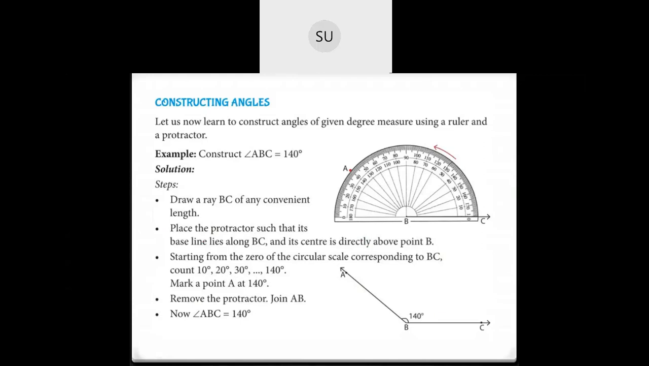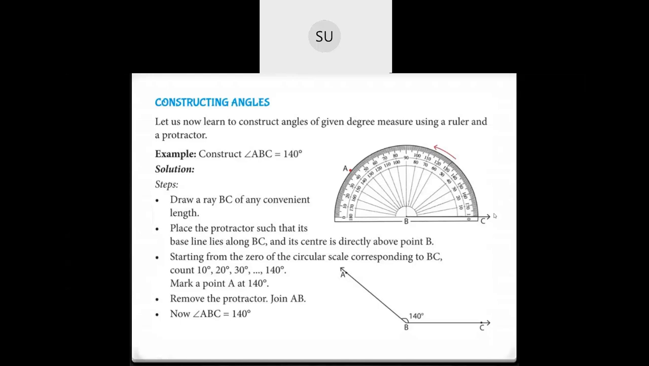Now coming to constructions of angles. How do you construct angles? In the same way, you'll first of all draw a ray BC. Draw a straight line or a horizontal line, and you can name it anything. You can name it BC, PQ, R, whatever you want. Here they have named it BC.